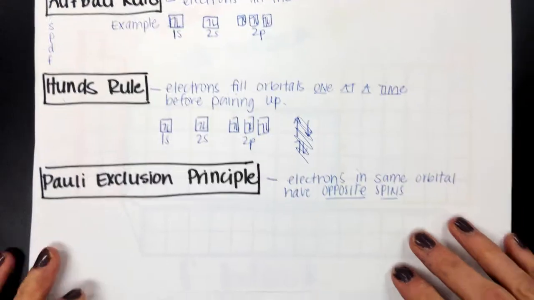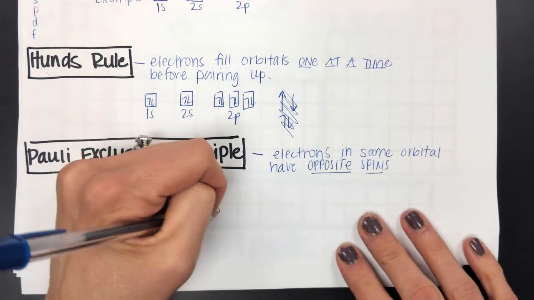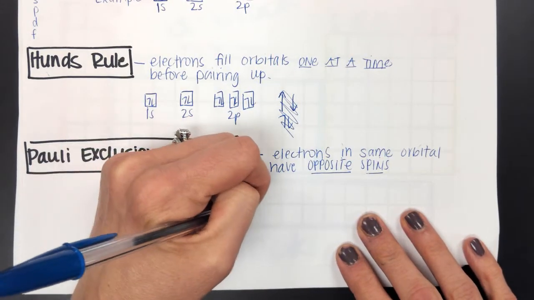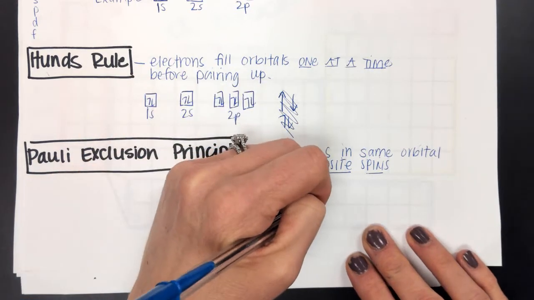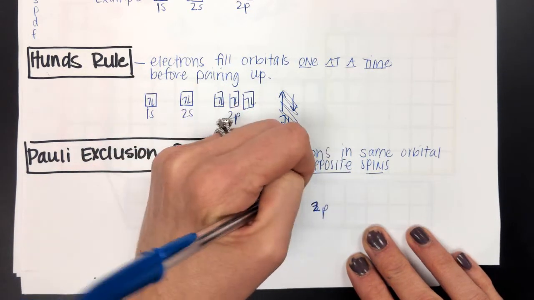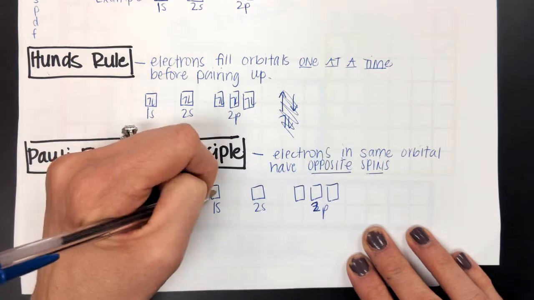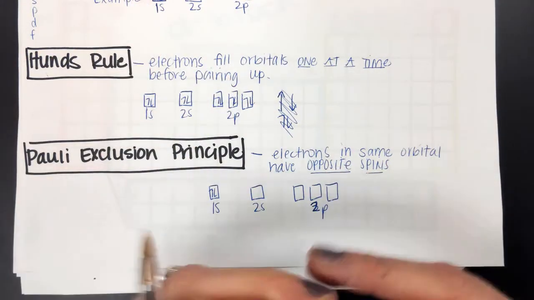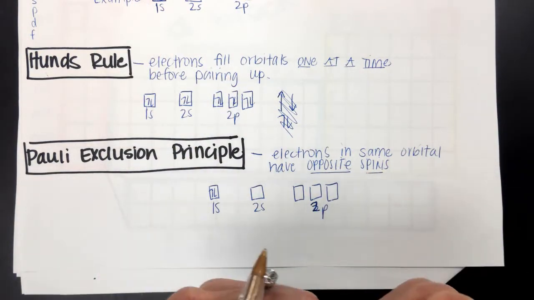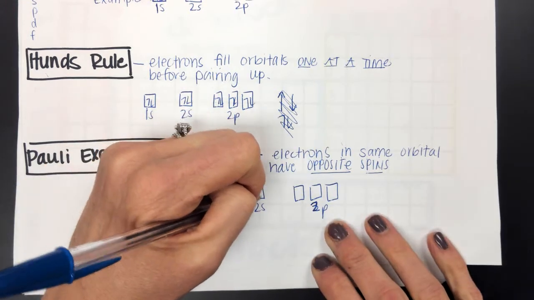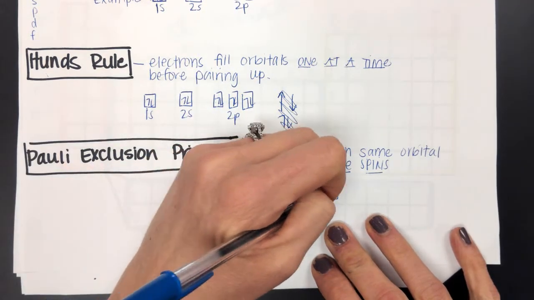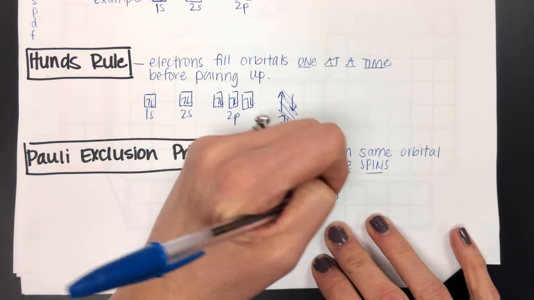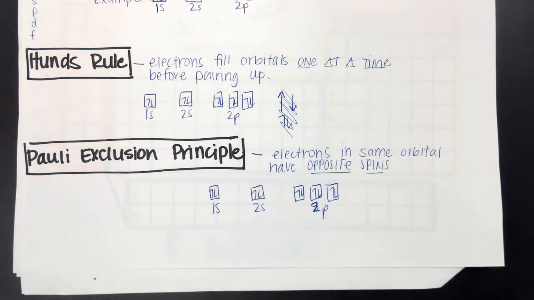Okay, so let's take the same electron configuration, 1s, 2s, and 2p. And they cannot be in the same orbital unless they have opposite spins, right? Because they're both negatively charged. Like, they already don't really want to be next to each other. Okay, so if they have opposite spins, then they can handle it. Okay? So these are the rules for drawing orbital diagrams.